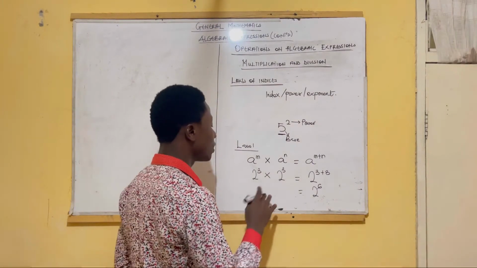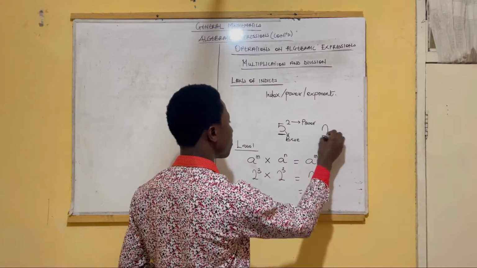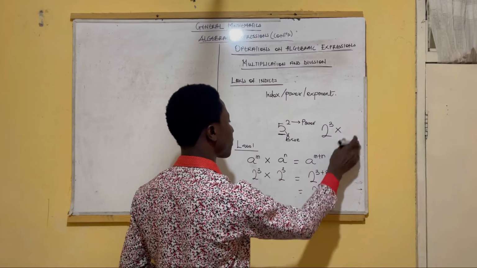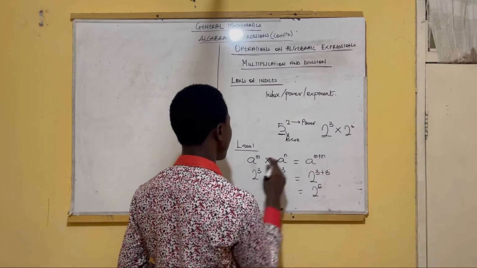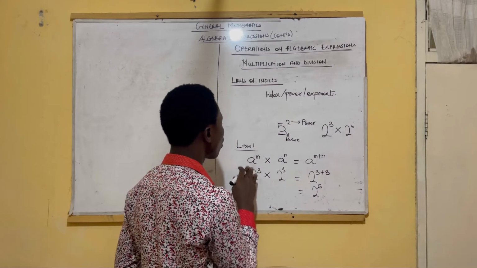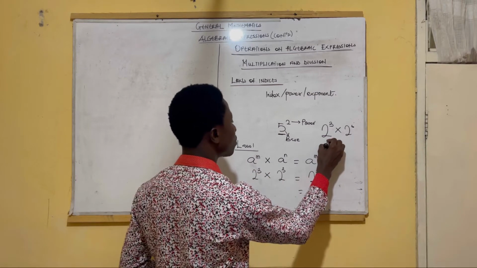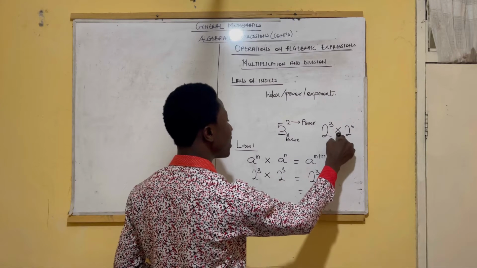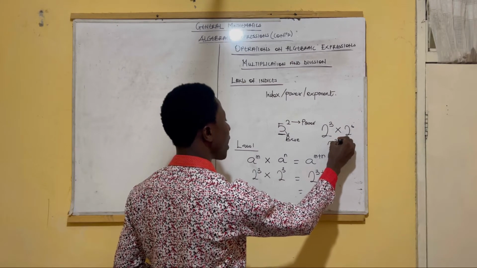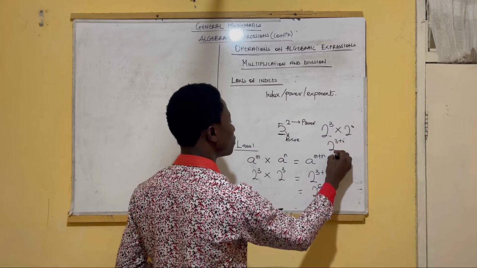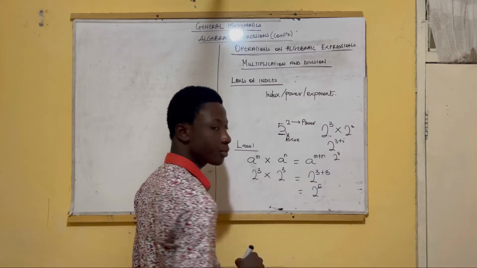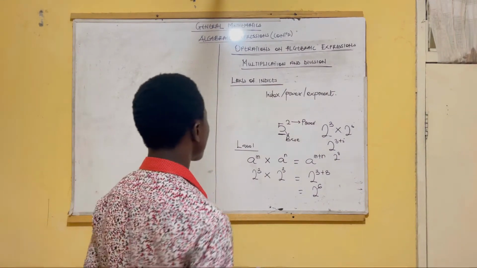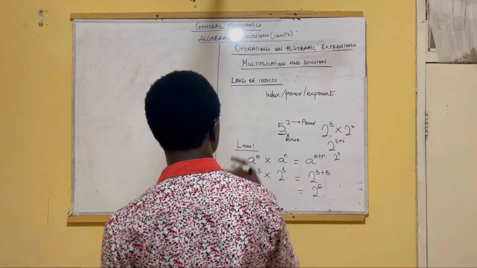Now that we understand this, we can make the same example with 2 exponent 3 multiplying 2 exponent 5. Per the law of indices, the base is the same, and they are multiplying, so you add the powers, and you get 2 exponent 8. Good. So that's law 1 of indices. Let's go to division.